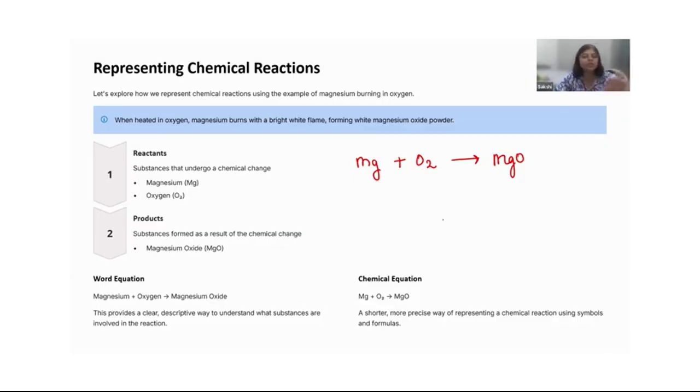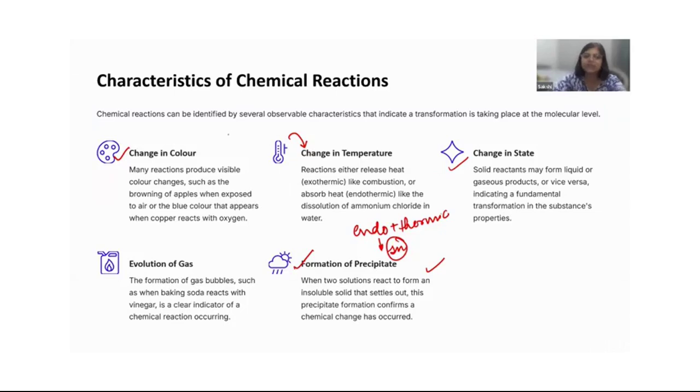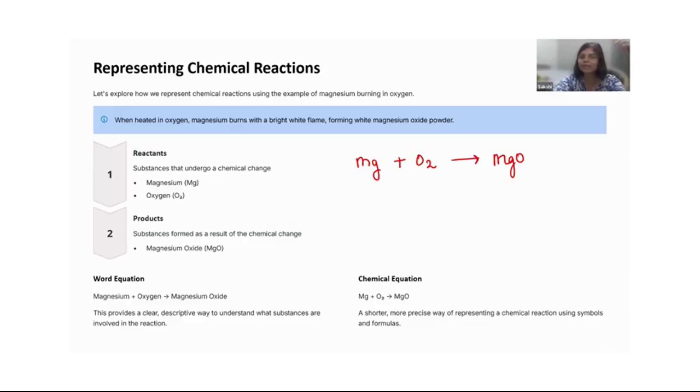And this reaction, I think you must have done it in your laboratory. Magnesium ribbon burns with a very bright white flame. If I connect it to the last slide, isn't it that we studied that in a chemical reaction you get to see a color change, right? We see a dazzling white flame, like crackers. And the product formed is ash-like magnesium oxide powder, which is white in color.